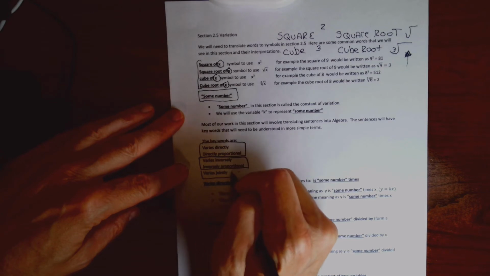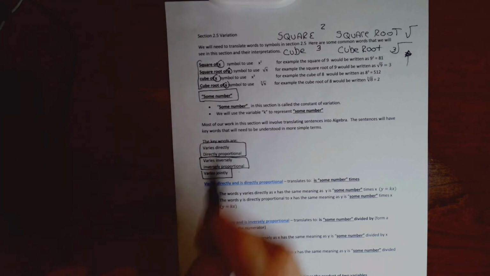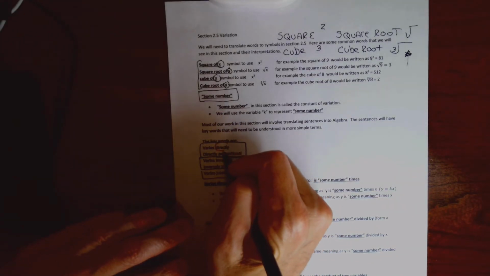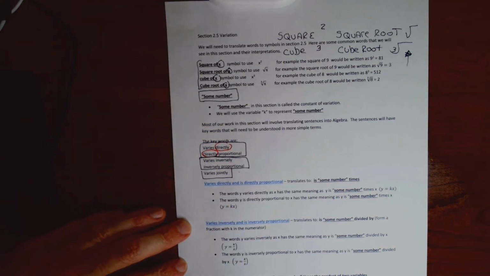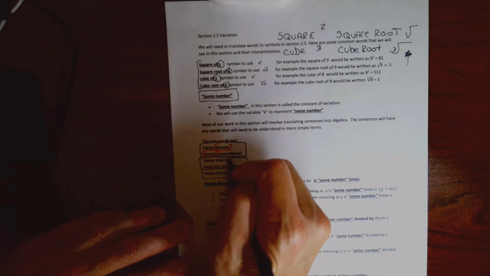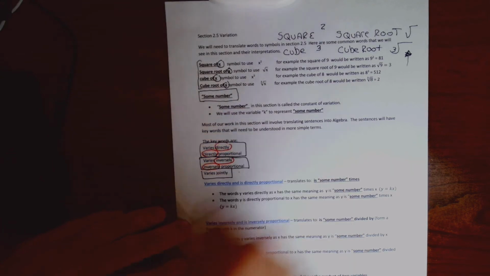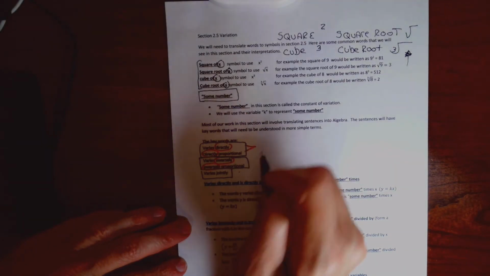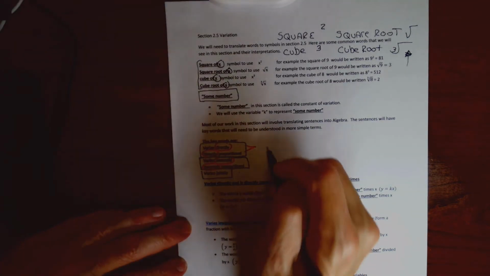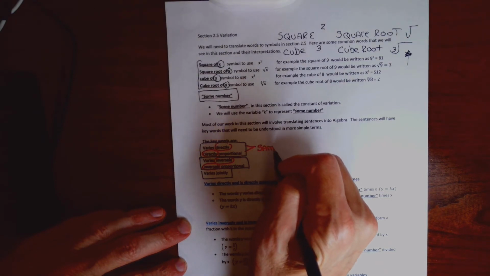and varies jointly. So I box these things together because they have key words that are in common. Varies directly and directly proportional both have the word directly. Varies inversely and inversely proportional both have the word inversely. So these two, varies directly and is directly proportional, I consider these the same. They have the same meaning.